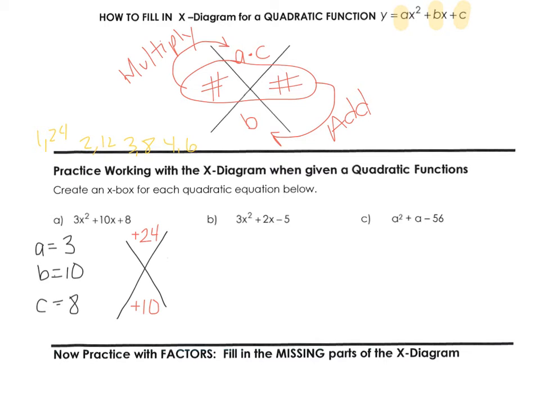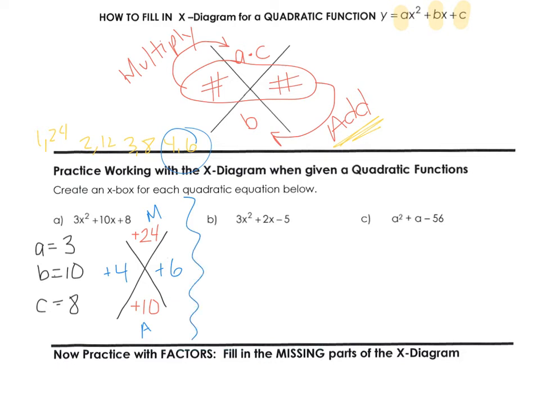Well, only one pair of those, when I add them, is going to give me a 10. Okay? Hopefully you see it. I see it. It's positive 4 and positive 6. That is filling in the X box, finding the two numbers that multiply to this guy and add to that guy. And there's only going to be one correct answer. Okay? It's one correct answer there.